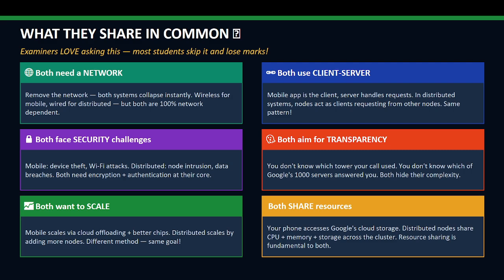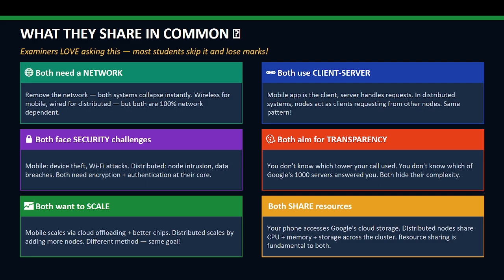Now, this is the slide most students skip, and that's why they lose marks when the examiner asks about similarity. Don't be that student. Six similarities. Both need a network. Remove the network from either, both collapse immediately. Both use client server. Your app is the client, the server responds. Same pattern in both paradigms.